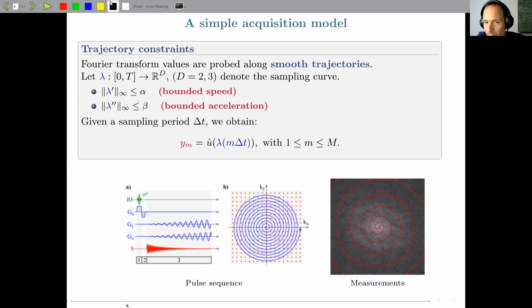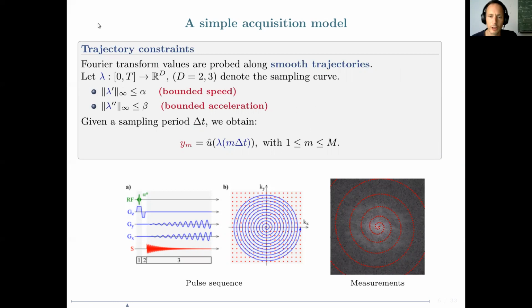So this model is not enough because you cannot probe samples efficiently independently from each other. They are sampled along continuous trajectories. So a trajectory can be seen as a function from [0,T], where T is the sampling time, to R^d. And the trajectories in MRI must have a bounded speed and a bounded acceleration.